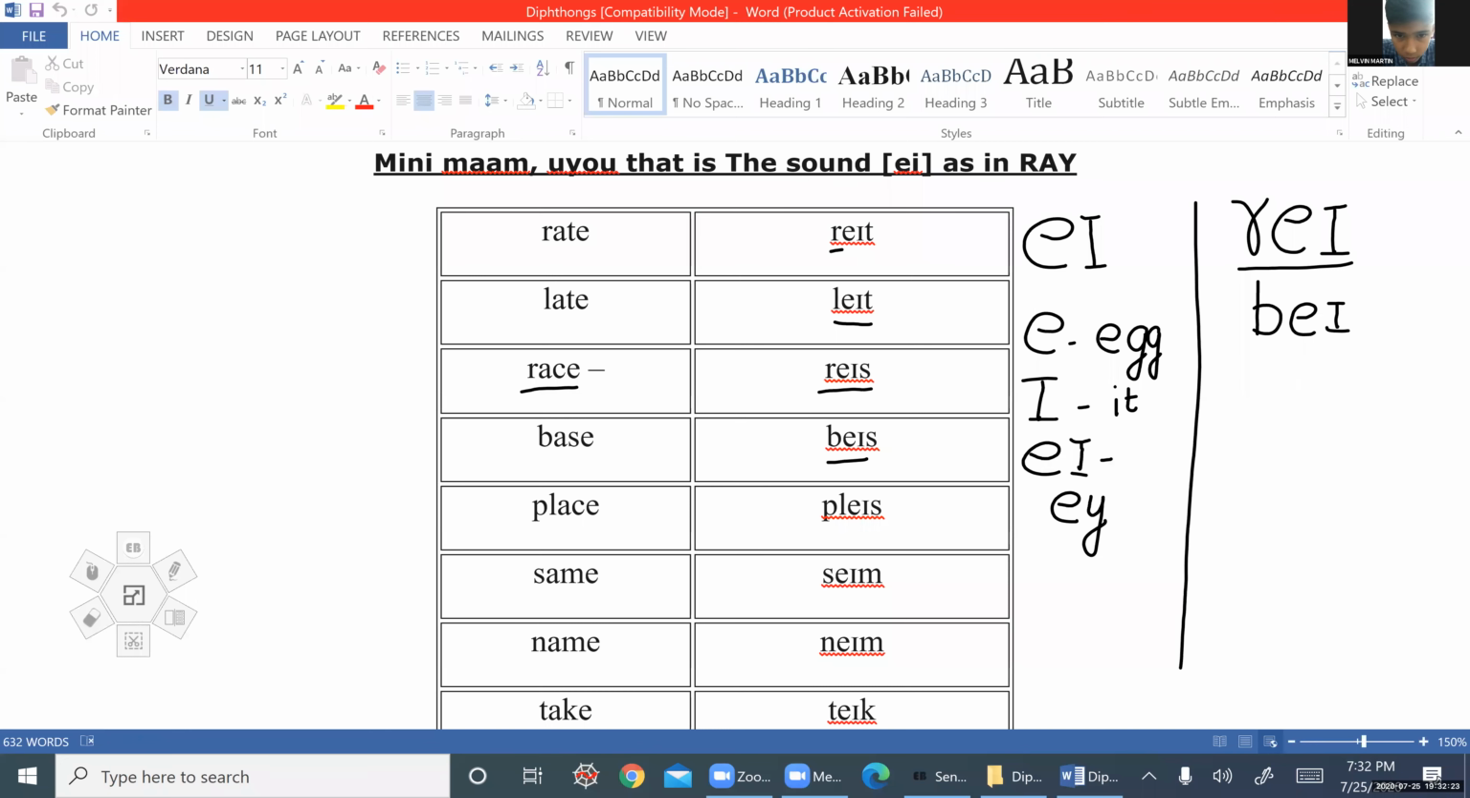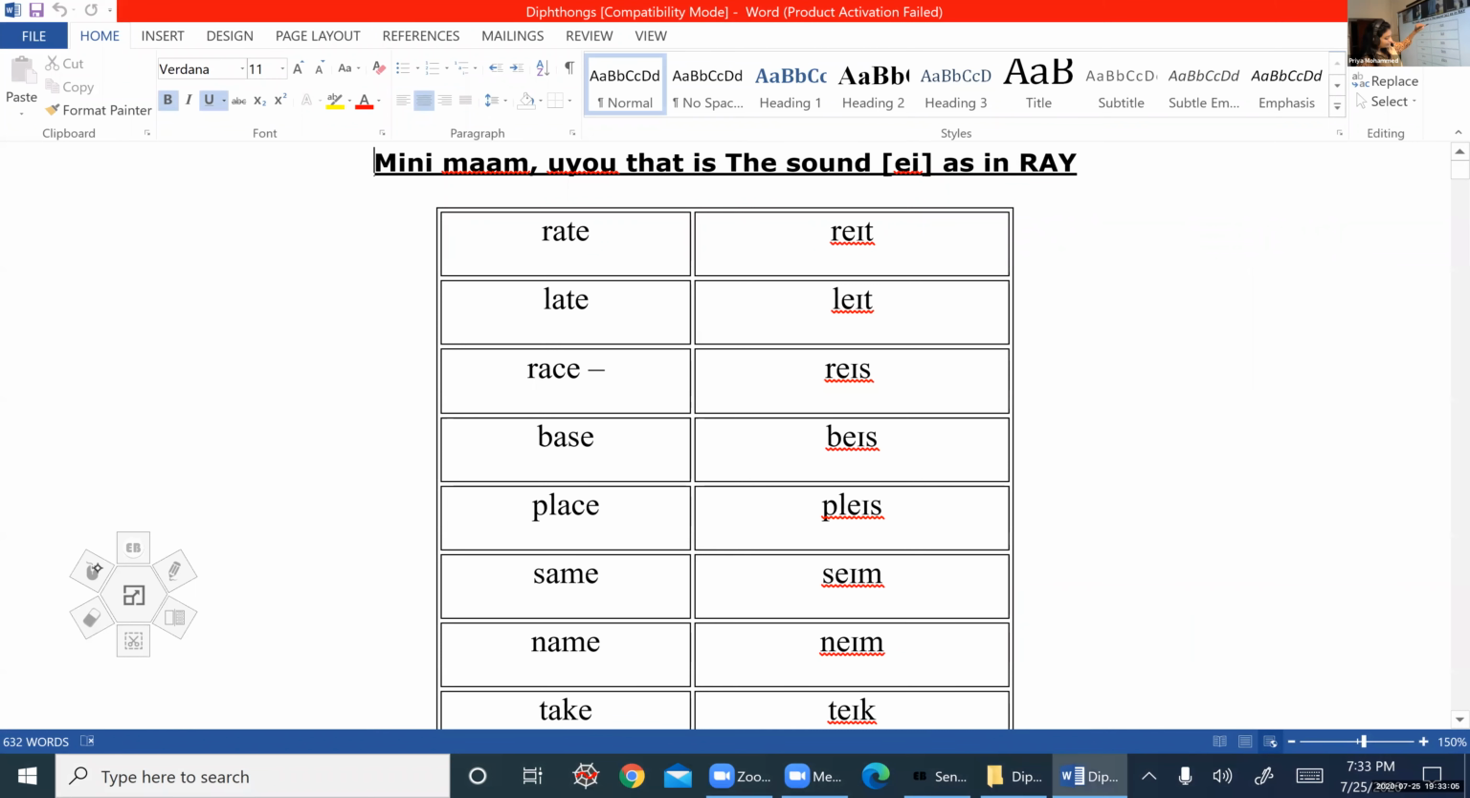And next one, please read now alone. You please unmute everybody, Nirupama, everyone. Please unmute and start reading from this one. B-A-S-E. Base. Okay. Good. Next one. Place. Okay, so before I ask you to practice alone, I will teach you something else which you can see here in the same list.